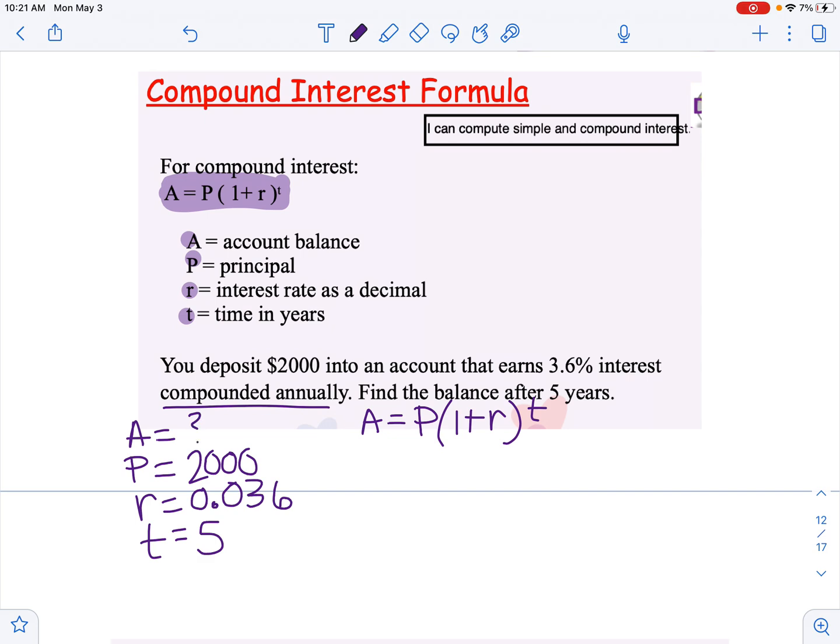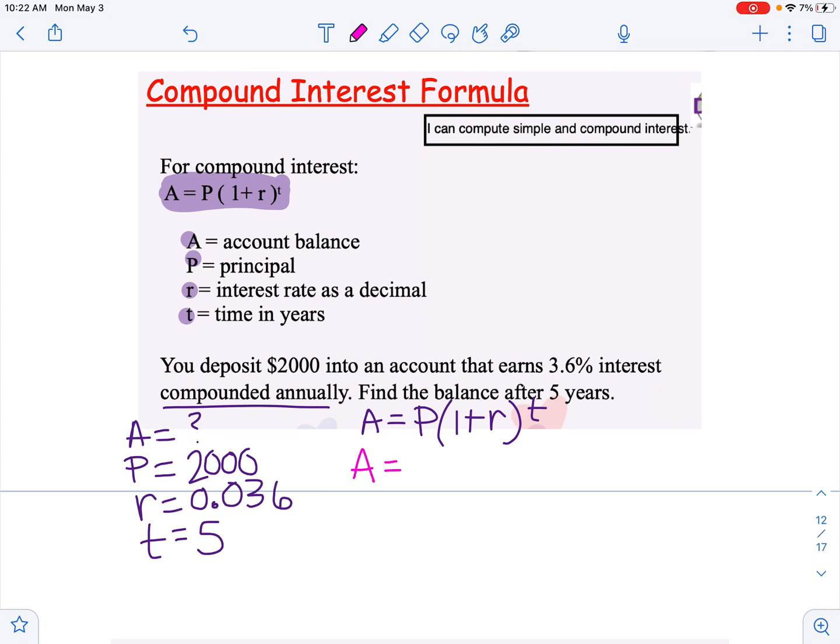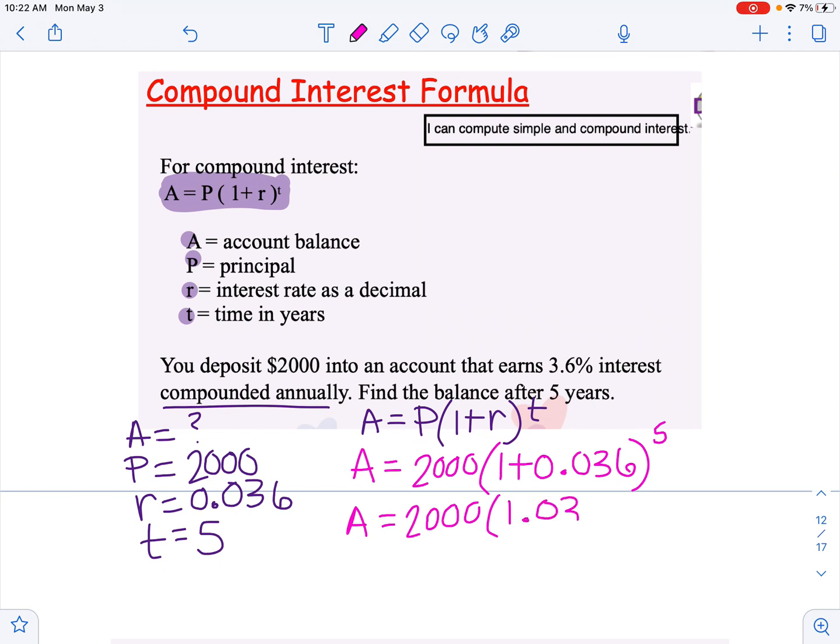I'm trying to figure out the account balance. So I'm going to plug this in here. A equals 2,000 times 1 plus 0.036 to the 5th power. Following PEMDAS, order of operations, we do parentheses first. So I'm going to rewrite this as A equals 2,000 times 1.036. I'm doing parentheses first, and then to the 5th power.